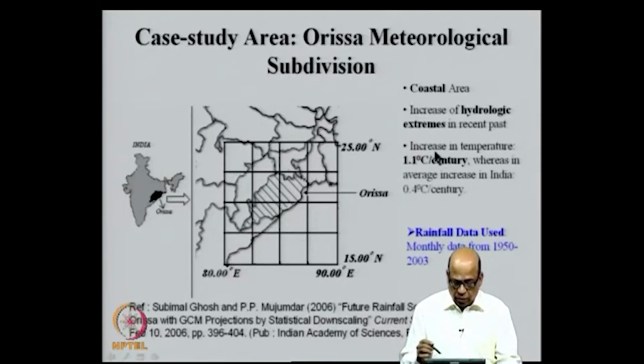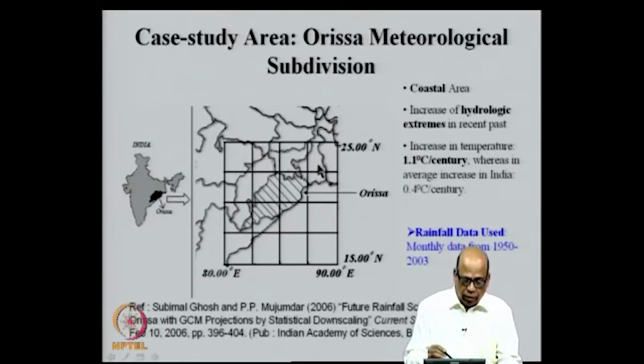Then we use the rainfall data available from 1950 to 2003. We have monthly data available, so this time series is what is available to us. What we do is that we superpose the GCM grid points. This is a particular GCM, I will show you which GCM we are using. So, you choose a GCM and then superpose it on this area.